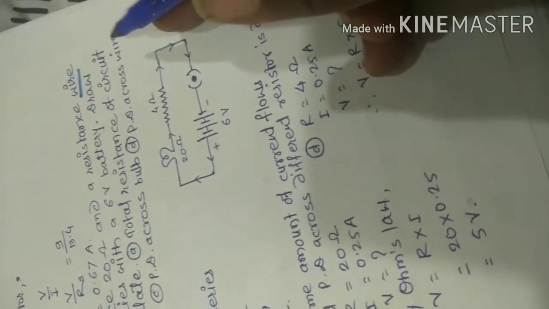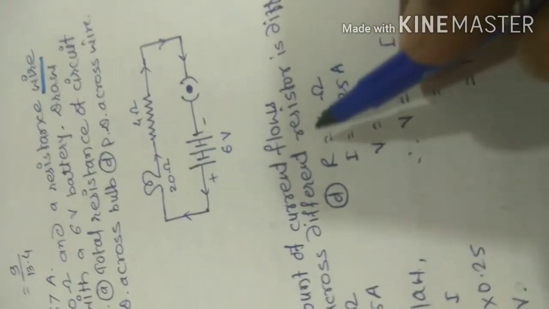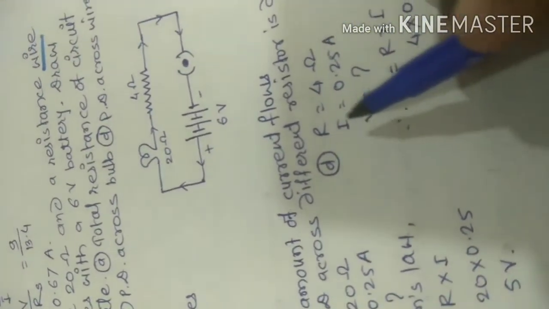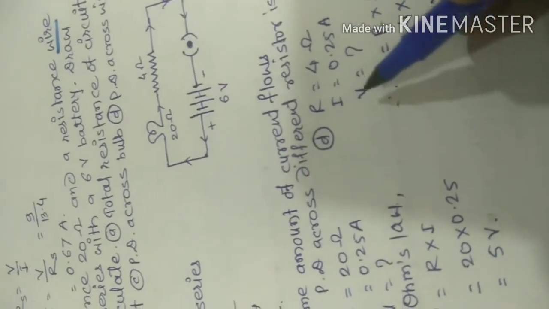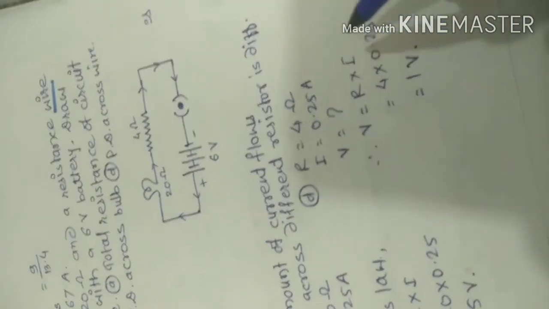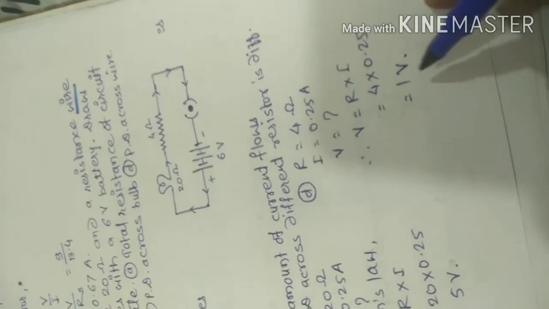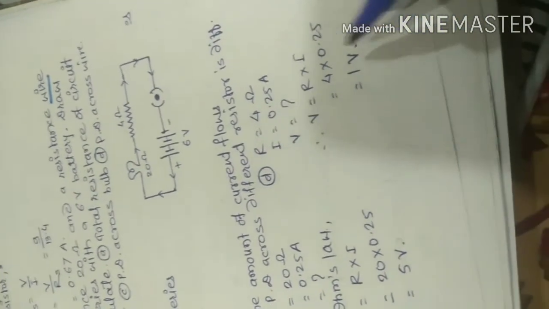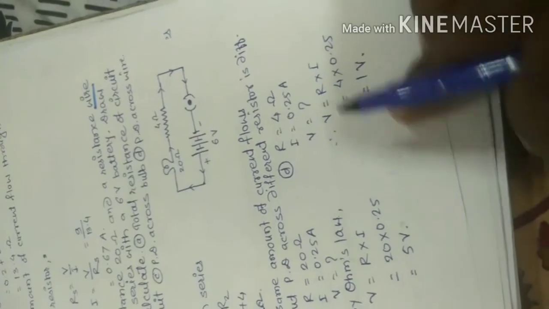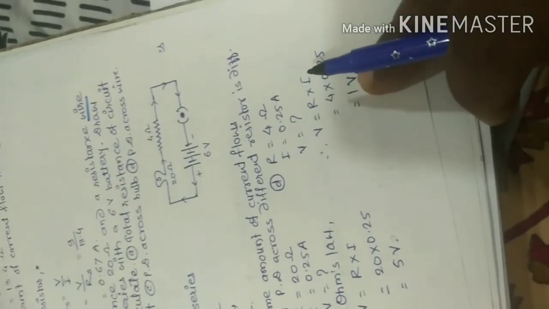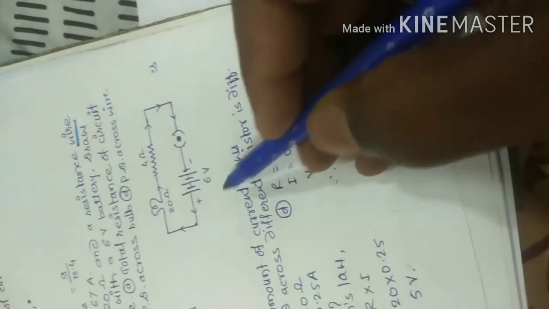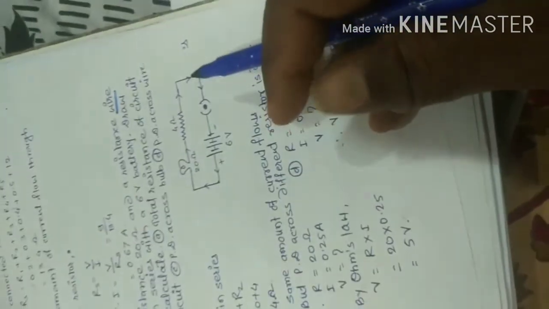Now D, the potential difference across the wire. What is the resistance of the wire? The wire's resistance is 4 ohm, so R equals 4 ohm. The current is the same, so the potential difference is R into I: 4 into 0.25. What do we get? 1 volt. See, 5 volt plus 1 volt is 6 volt, so the total potential difference is 6 volt. Understood how to find it?